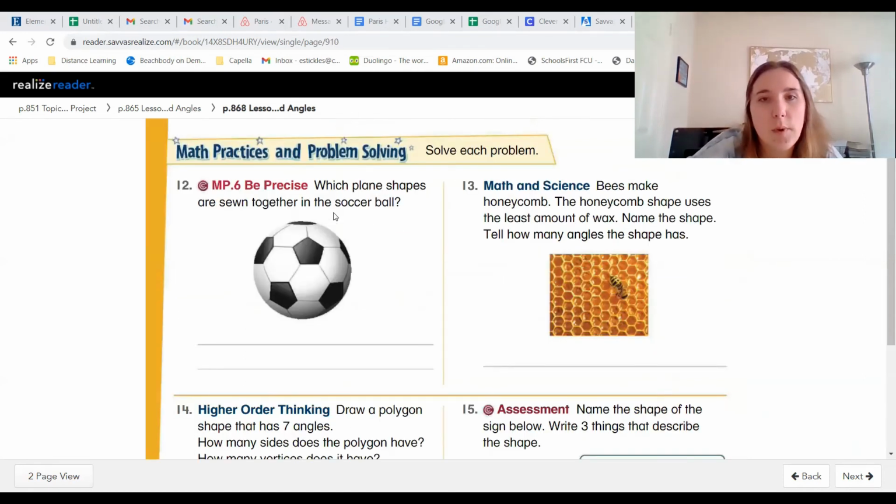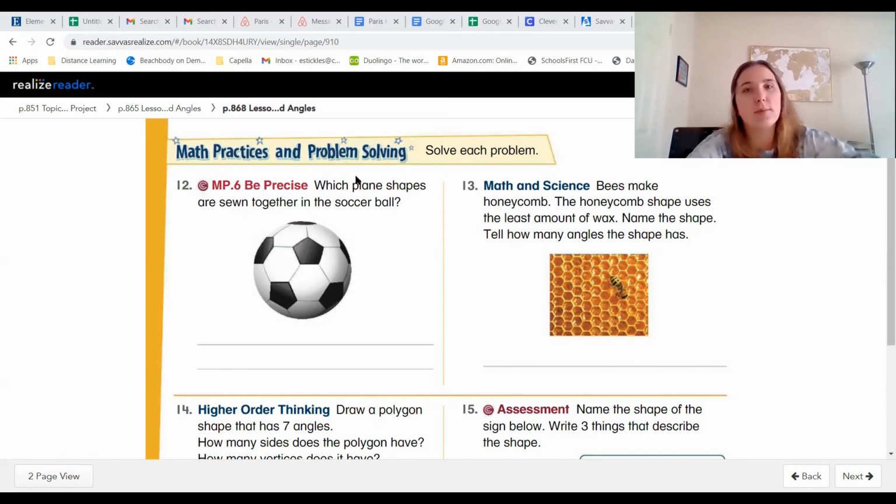Okay, let's look at number 12. It says which plane shapes, which means that they're flat, are sewn together in the soccer ball. So there's two shapes in here. There's one that's the white shape and one that's the black shape. So I want you to look at them, count up their sides, count up their vertices and angles, and tell me what shape is the white one and what shape is the black one. So pause me, come back when you have both of those shapes named.